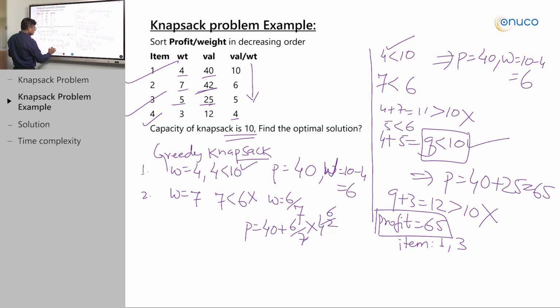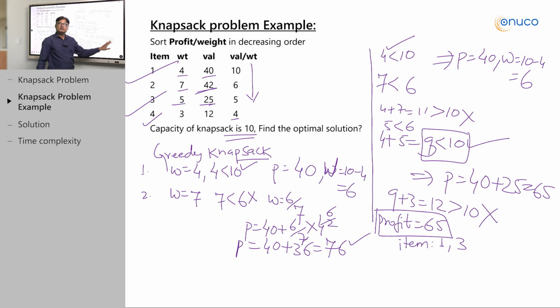Right? So what are the values? P is going to be 40 plus 36, so 76. Let us see that. Here we are getting the profit 76. What did you get over here?